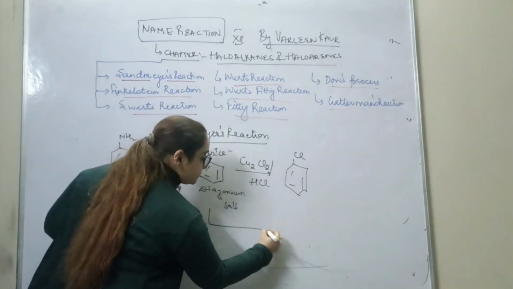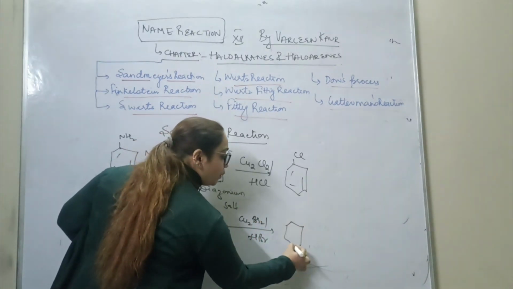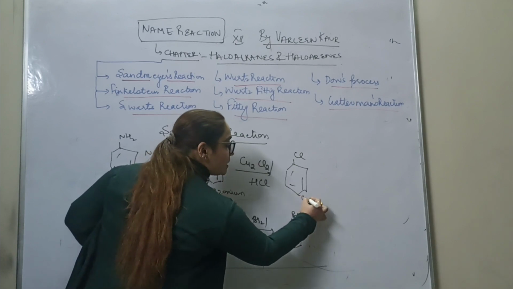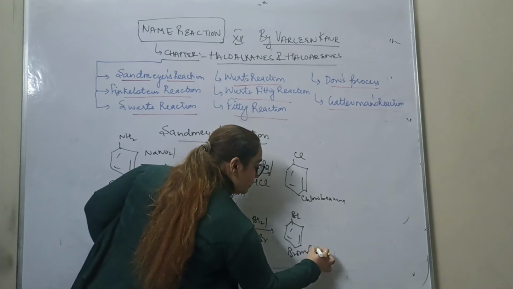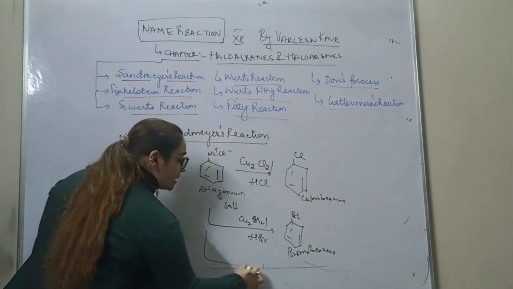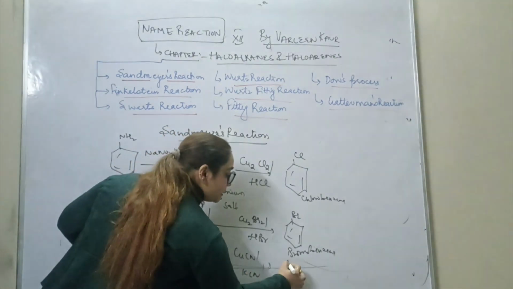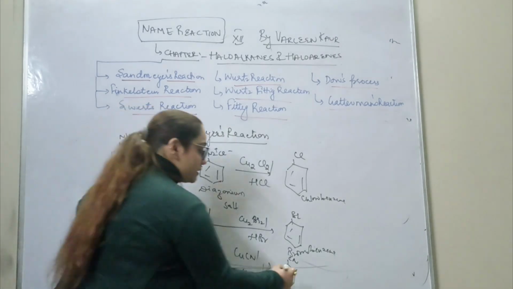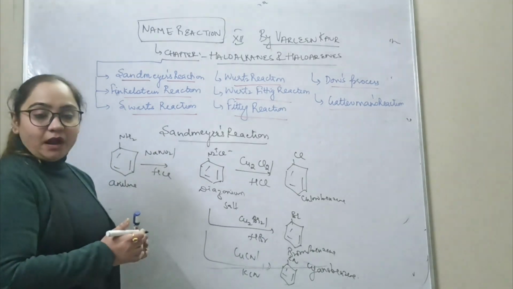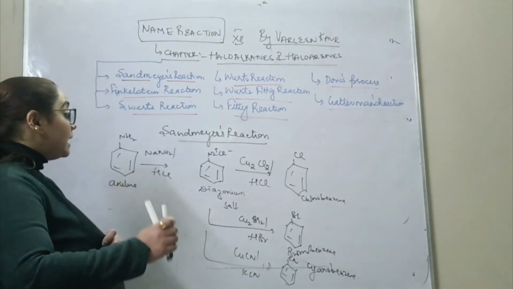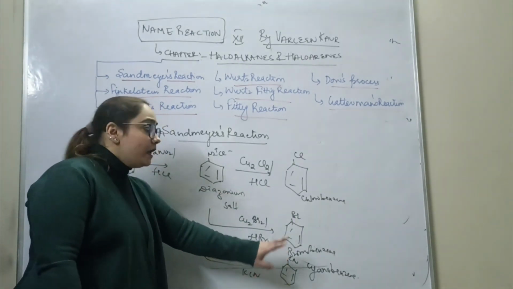If I take Cu2Br2 in the presence of HBr, it will form bromobenzene. This is known as chlorobenzene, and this will form bromobenzene. And if I take CuCN in the presence of KCN, it will form cyanobenzene. The cyanide comes here, so that is known as cyanobenzene. So this is the first name reaction which converts the diazonium salt to chlorobenzene, bromobenzene and cyanobenzene.